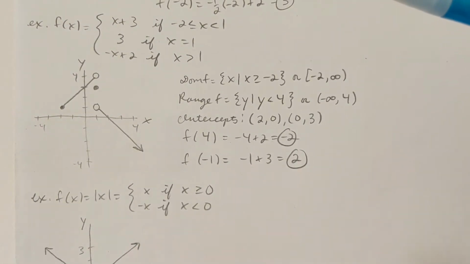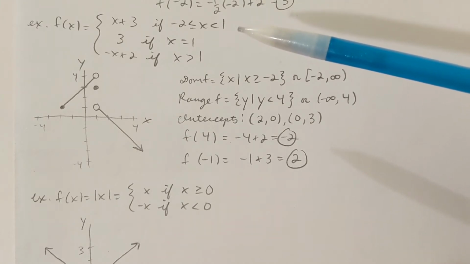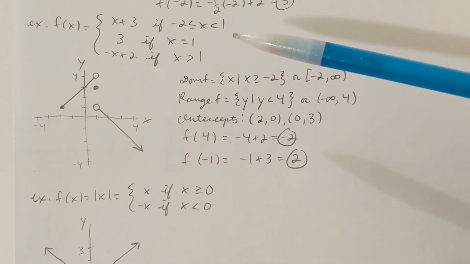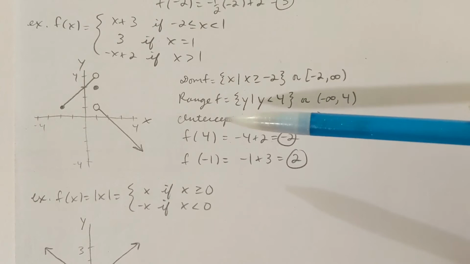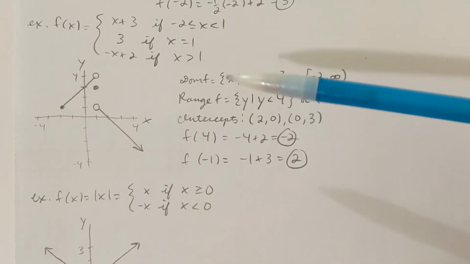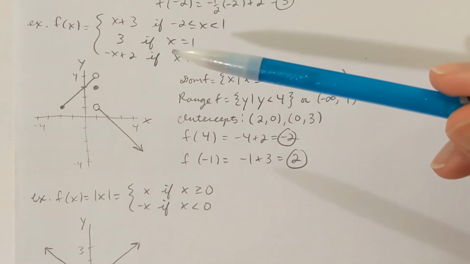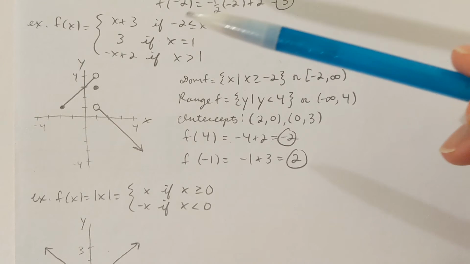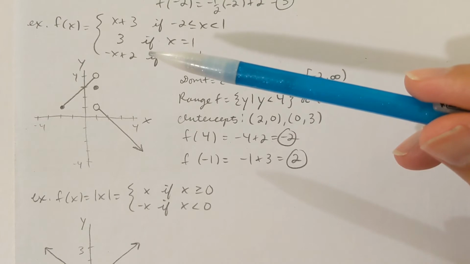Another example, suppose that f of x is equal to x plus 3 if x is between negative 2 and 1, including negative 2, 3 if x is equal to 1, and negative x plus 2 if x is bigger than 1. Okay, a couple things. I want to graph the function, and then I want to state the domain, the range, the intercepts, things like that. So just like before, I'm going to begin by graphing these 3 lines. We've got y equals x plus 3, y equals 3, and y equals negative x plus 2.